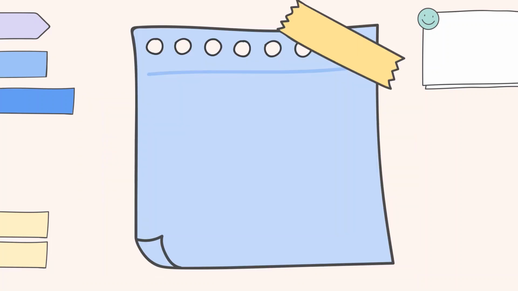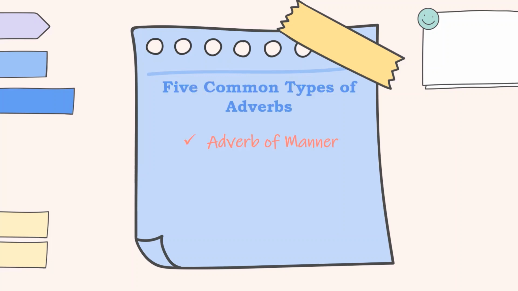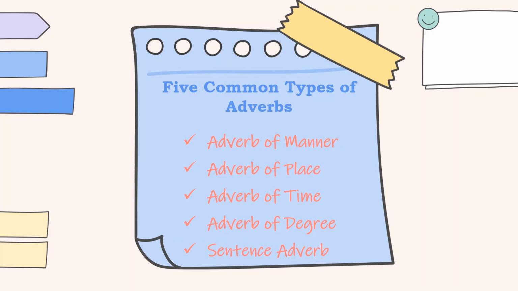Those are the 5 common types of adverbs. Again, we have the adverb of manner, adverb of place, adverb of time, adverb of degree, and sentence adverb.